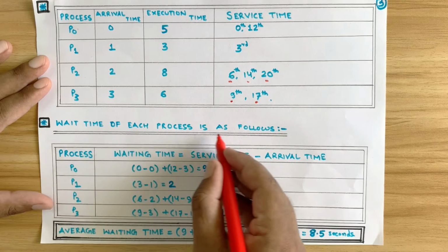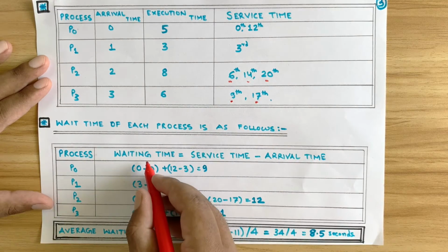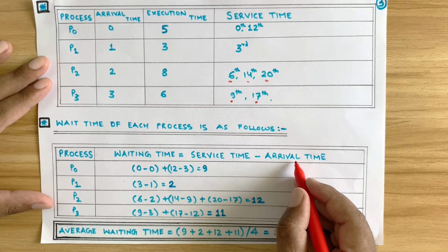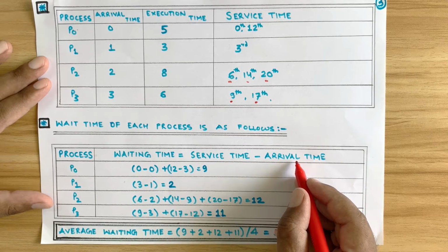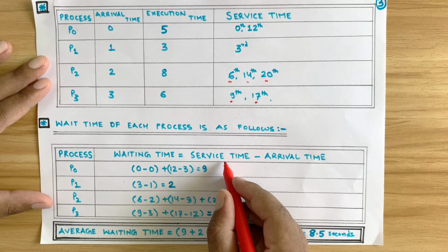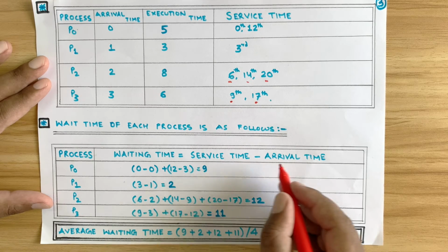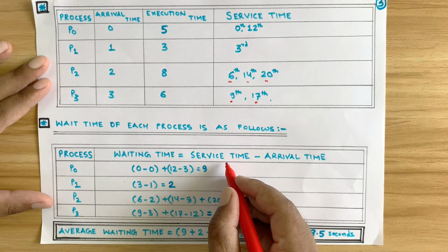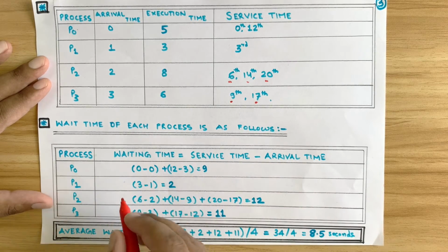Now wait time of each process is as follows. How do you calculate the waiting time? It is calculated by service time minus arrival time. This formula makes sense because the service time is the time at which the processor is given to the process and the arrival time is the time at which the process arrived in the job queue. If you subtract these two, you get the waiting time.